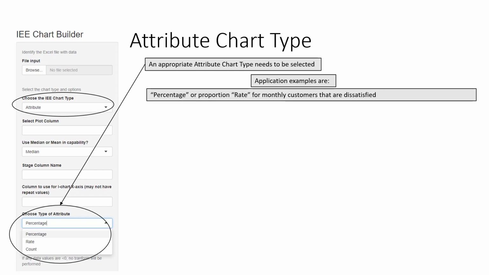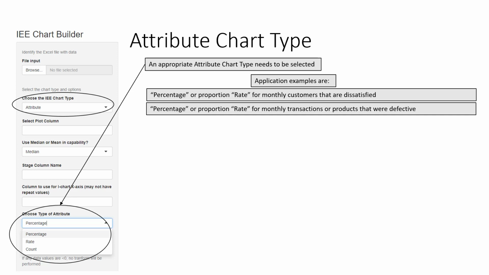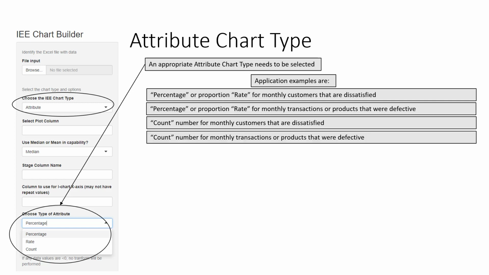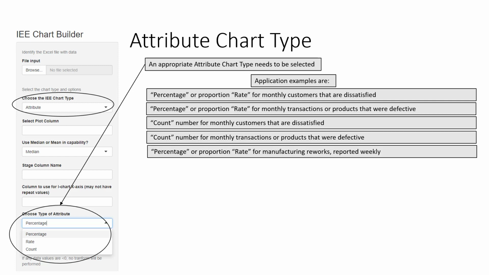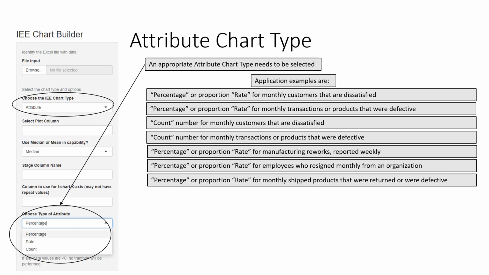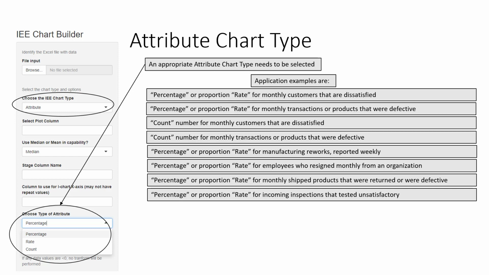Application examples are percentage or proportion rate for monthly customers that are dissatisfied, percentage or proportion rate for monthly transactions or products that were defective, count number for monthly customers that were dissatisfied, count number for monthly transaction or products that were defective, percentage or proportion rate for manufacturing reworks reported weekly, percentage or proportion rate for employees who resign monthly from an organization, percentage or proportion rate for monthly shipped products that were returned or were defective, percentage or proportion rates for incoming inspections that tested unsatisfactory.